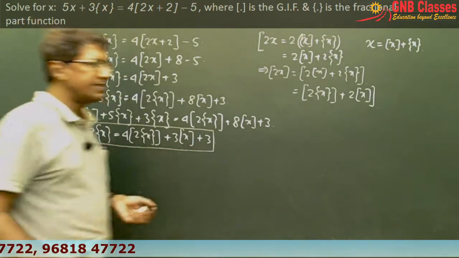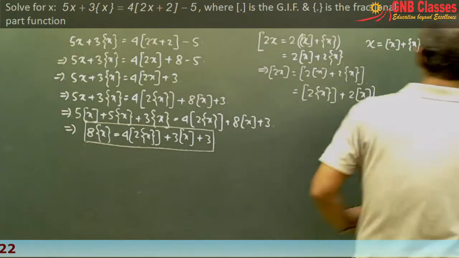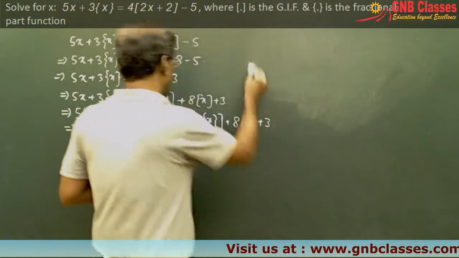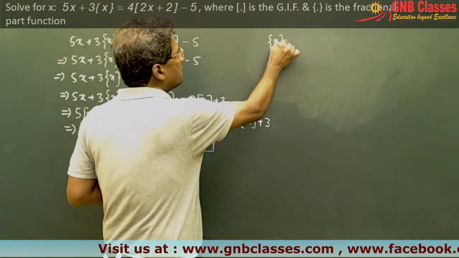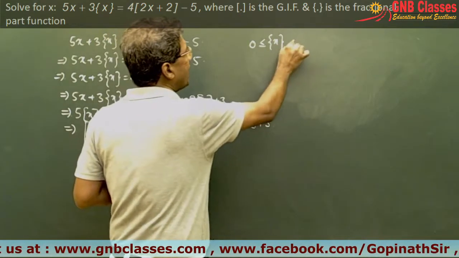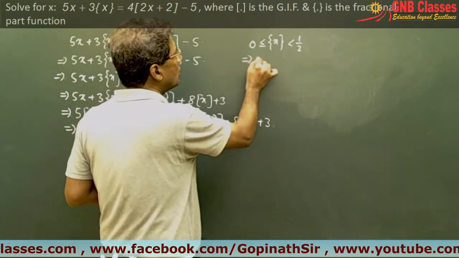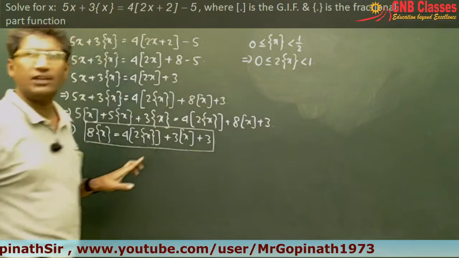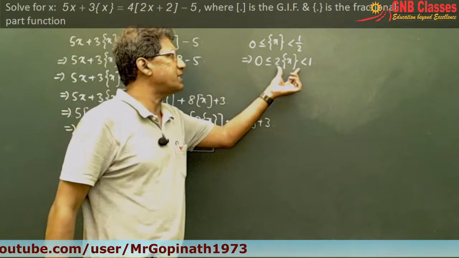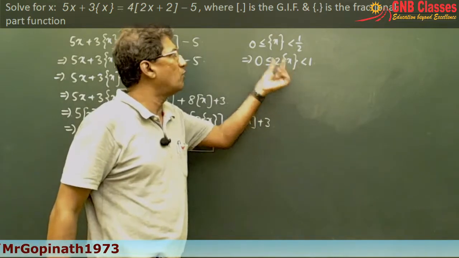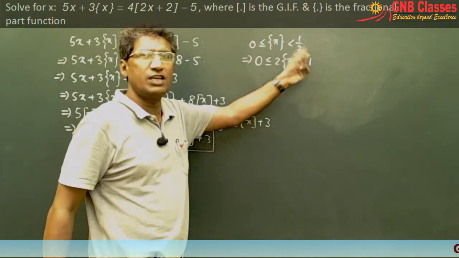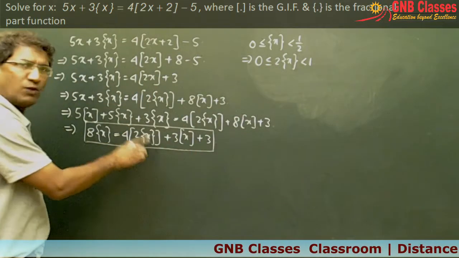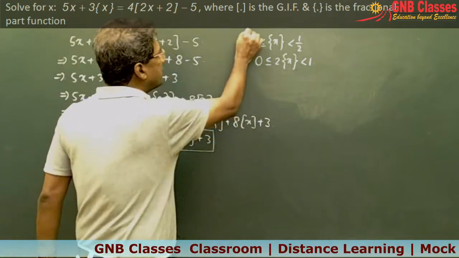Okay. Now we will consider 2 cases. The first case is we are assuming that {x} is lying between 0 and half. Why is it so? Because 2{x} will now lie between 0 and 1. So 2{x} is nothing but a fraction when {x} is lying between 0 and half. If 2{x} is a fraction, then its box will give you 0. So this is our case 1.